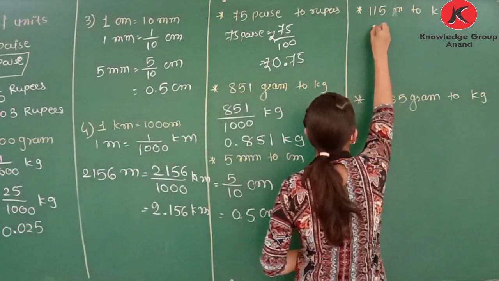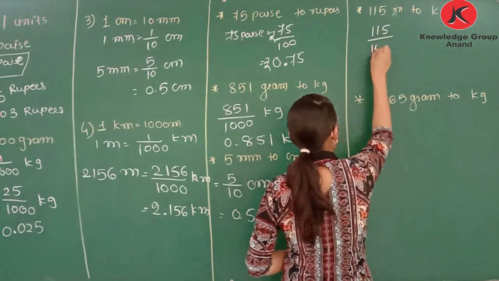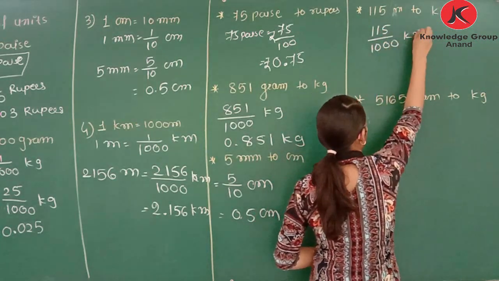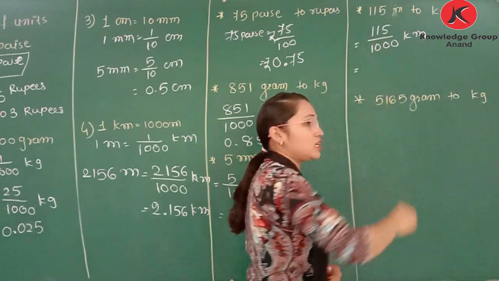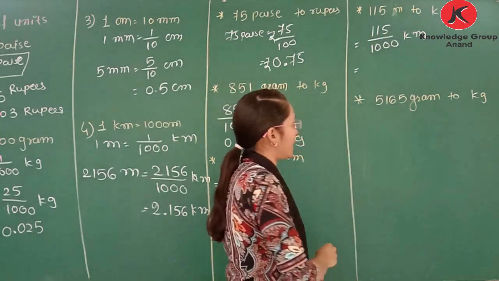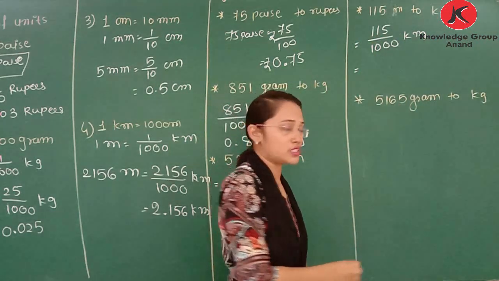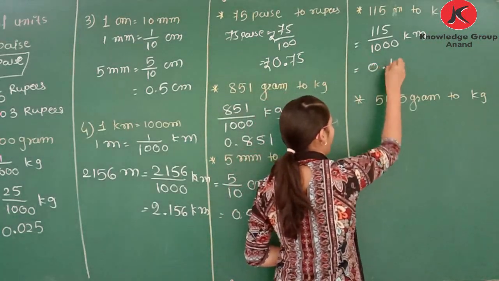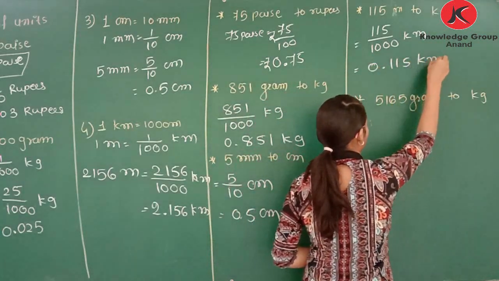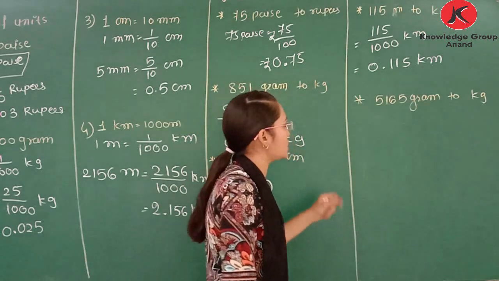So 115 divide by 1000 kilometer. If there are 3 zeros in a denominator, it means the decimal point must have 3 digits after it. Means 0.115 kilometer. Okay. Now next one.